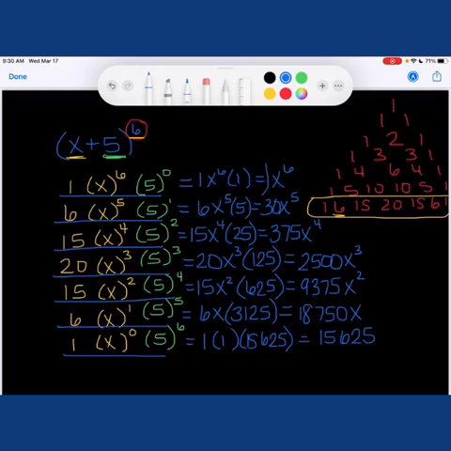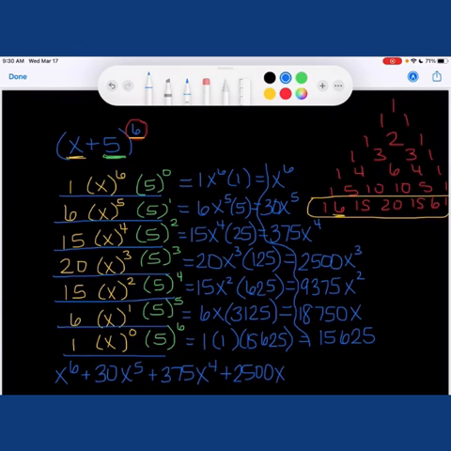Now we need to write our answer out. It's each of these terms, and they're all addition in this case. So I've got x to the 6th plus 30x to the 5th plus 375x to the 4th plus 2,500x cubed plus 9,375x squared plus 18,750x plus, I'm running out of room, sorry, 15,625. And this will be your final answer here.